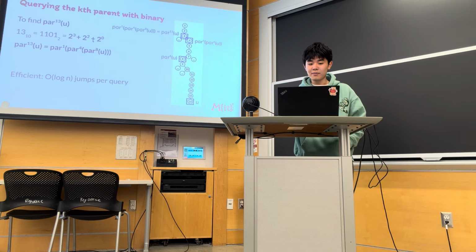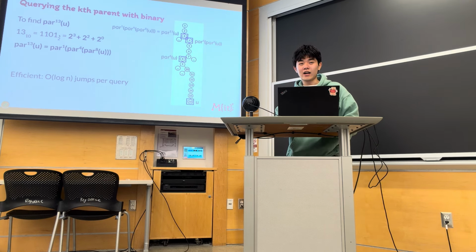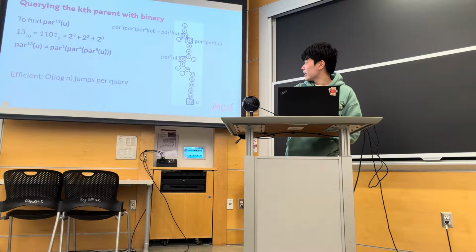Since each number has a binary representation that takes log of that number, and our numbers only go up to n, we'll have O of log n jumps per query. You can see here that the depth of 16 was 16, but it only took 3 jumps to get to 3. So this is how we will do our kth parent queries really fast.